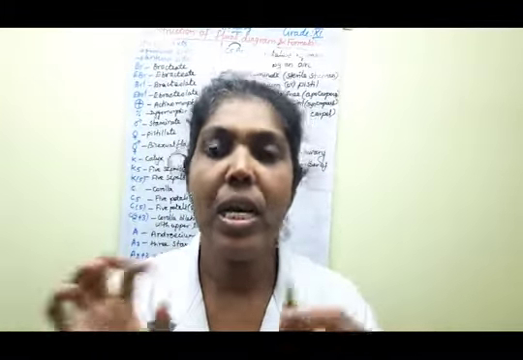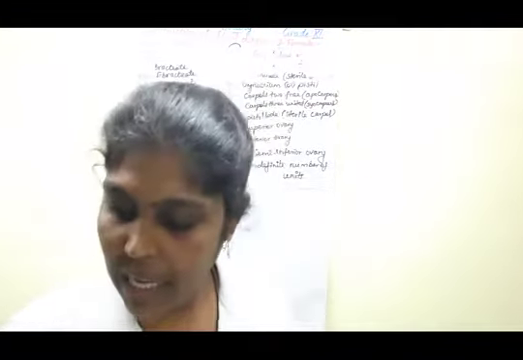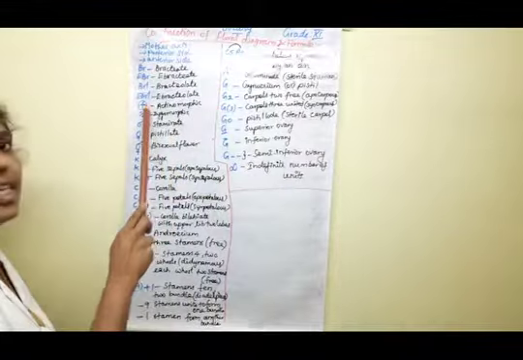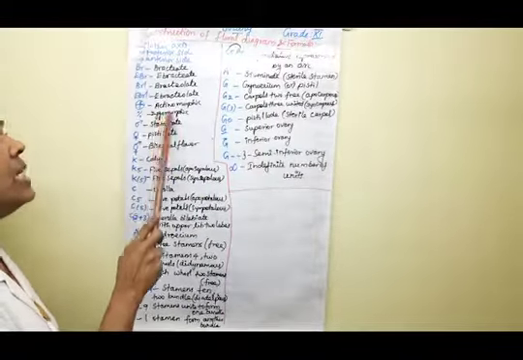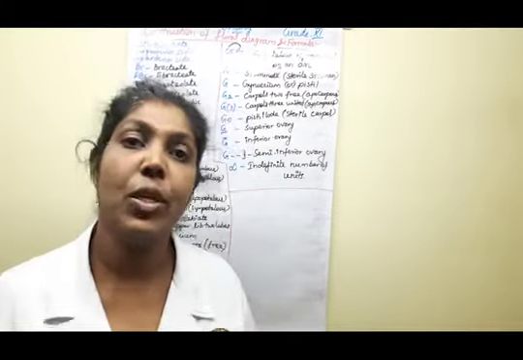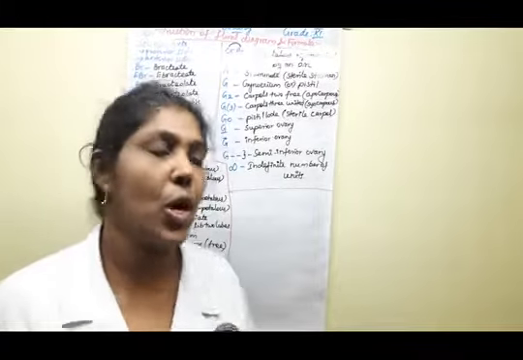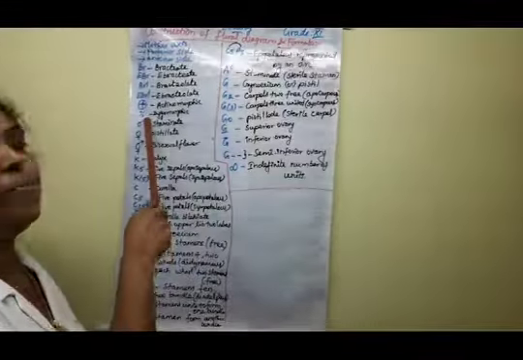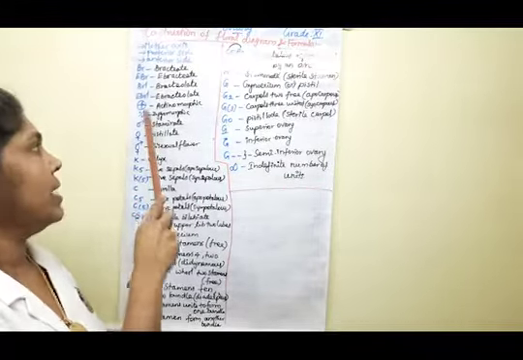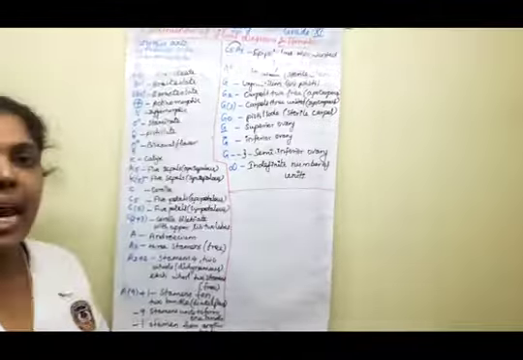Are you clear, children? Suppose the flower is actinomorphic, then you have to write this symbol. Clear, children? The next one is zygomorphic. Suppose the flower is zygomorphic, then you have to represent it with the percentage symbol. Understood? Say yes or no. Yes. Next one, the staminate.